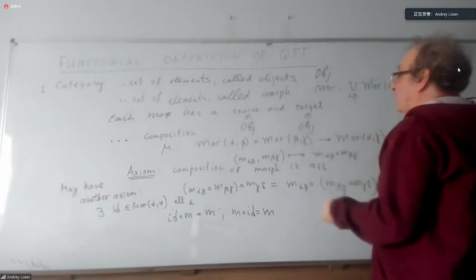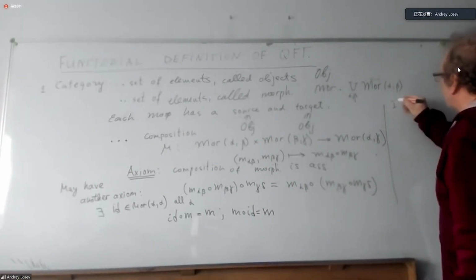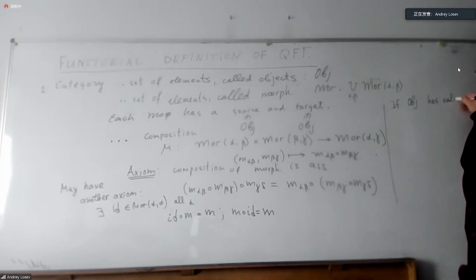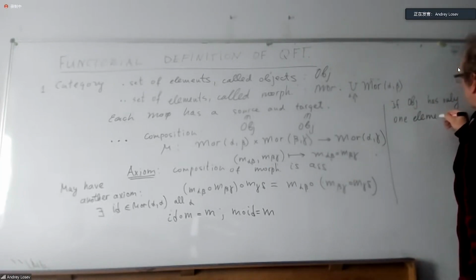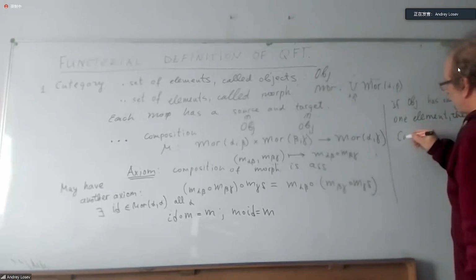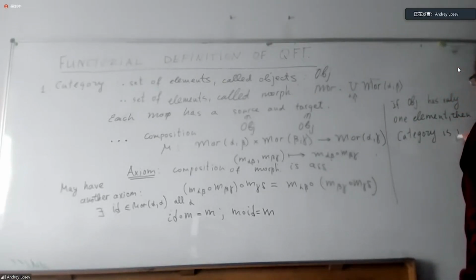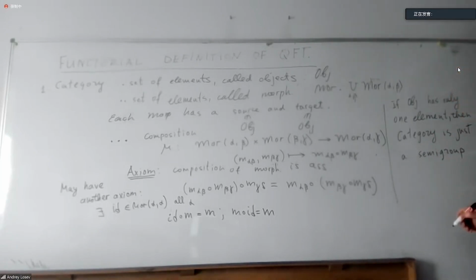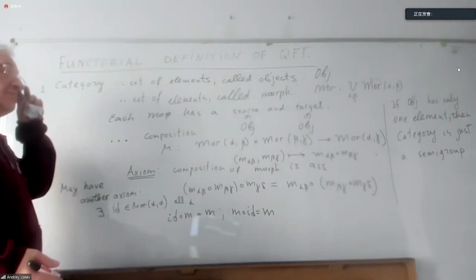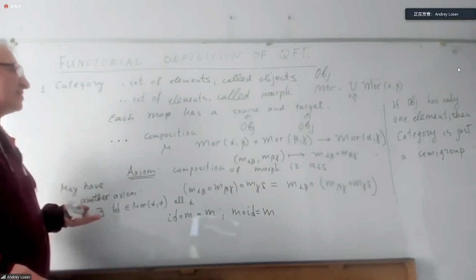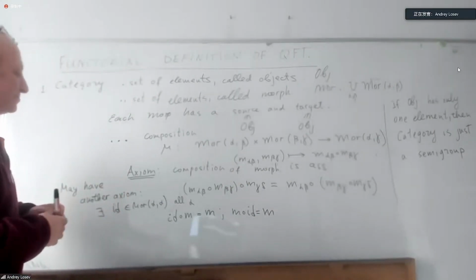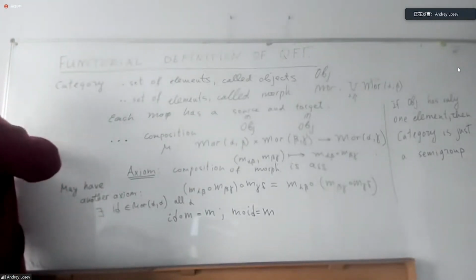So if you try to imagine this structure, you may say if objects has only one element, then a category is just a semigroup. Okay. So this definition is a precise mathematical definition. But mathematical physicists like to have examples. I'll call it a definition.